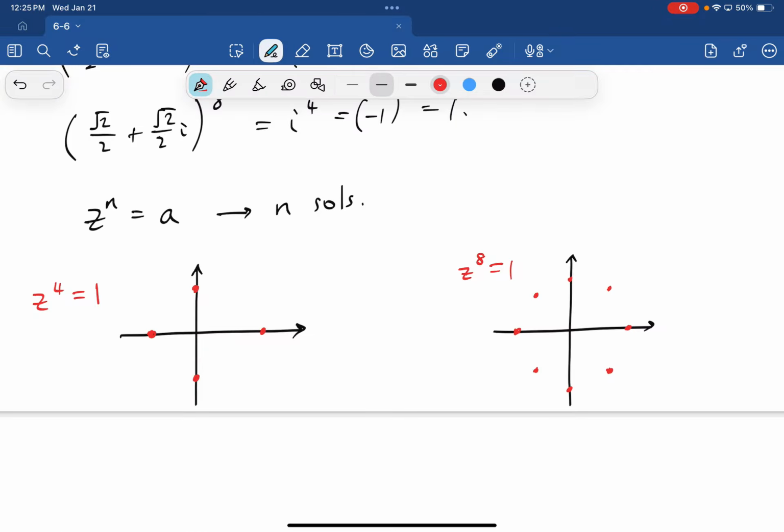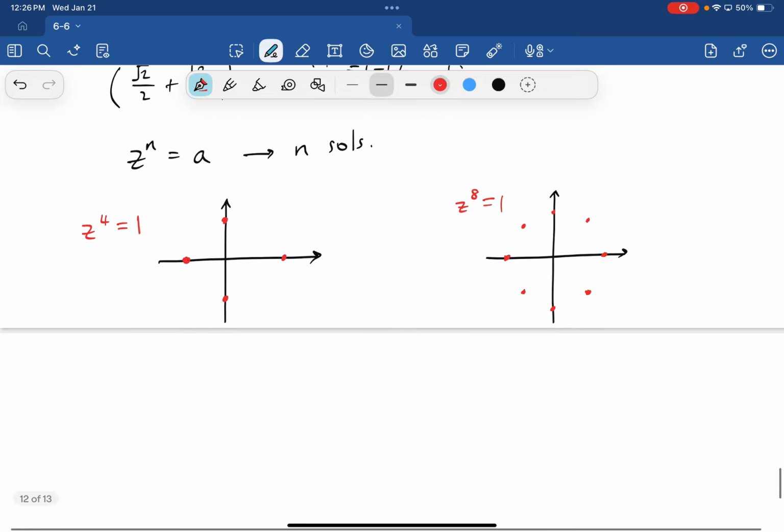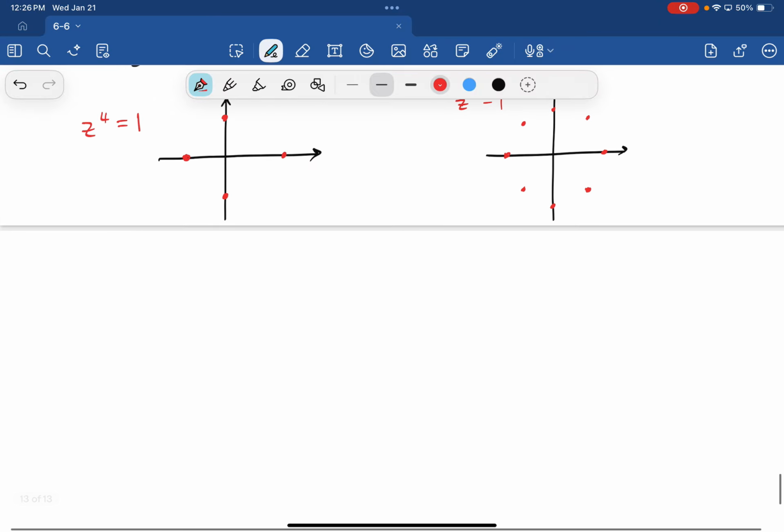Very interesting, yeah. As you go up in powers, would it look closer to the circle? Yep, they're just evenly spaced points around the circle. So z to the 109 equals 1 has 109 solutions? Yes. This is what I actually said. Oh, that's beautiful. It's called the fundamental theorem of algebra, right? Yeah, exactly. Any polynomial with degree n has n complex roots.